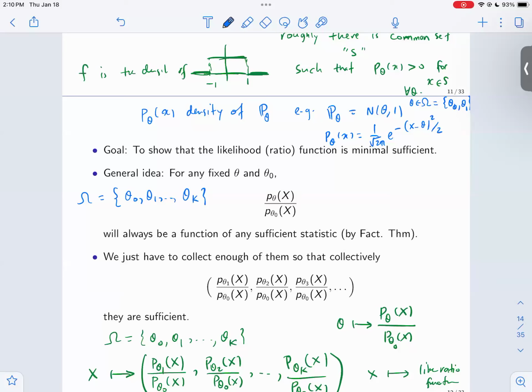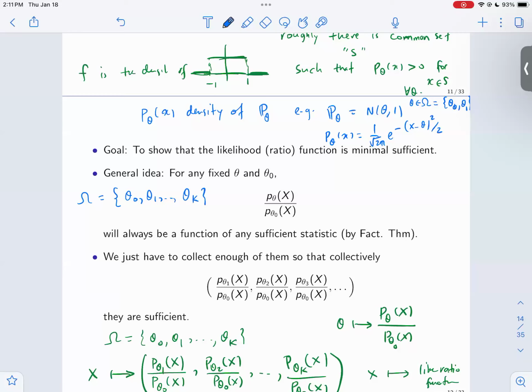Okay, and then if we have a dominated common support family, for example, if the support is entirely aligned no matter what parameter I choose, so it has common support, I'm not going to worry about which one I take for the denominator. So pick one, whichever one. Call it theta naught, and then I form the ratio. And when I collect enough of those, it becomes sufficient.